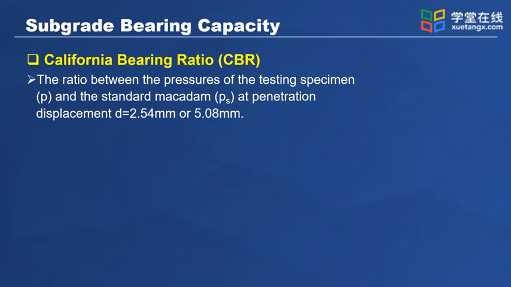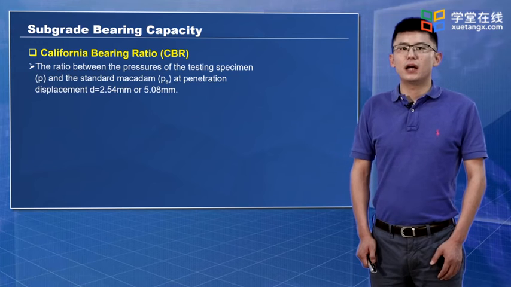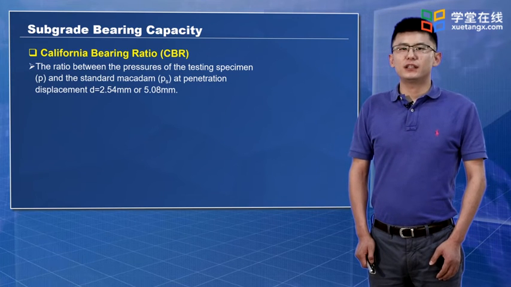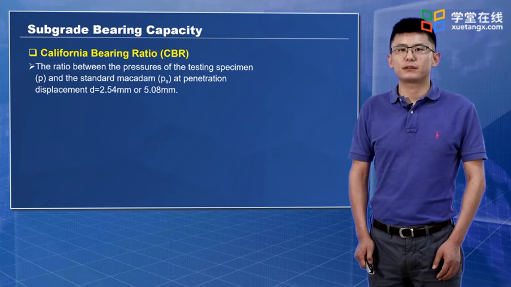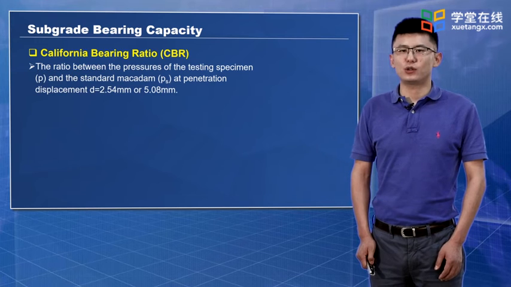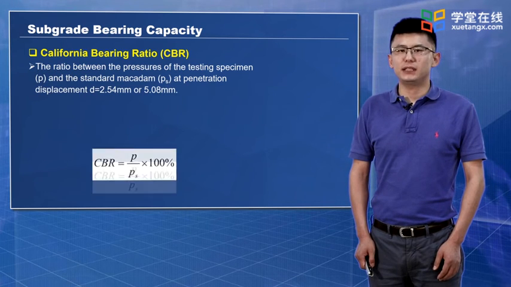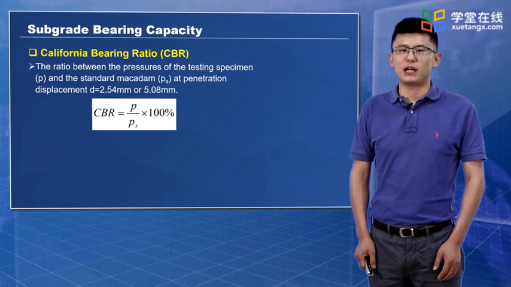So the last one is the California bearing ratio. This is a very, very important index or parameter in soil testing. Let's take a look. What is that? The CBR is the ratio between the pressure of the testing specimen, P, and the standard macadam, PS, at the penetration displacement of 1 inch or 2 inches. And the CBR equals P divided by PS times 100%.